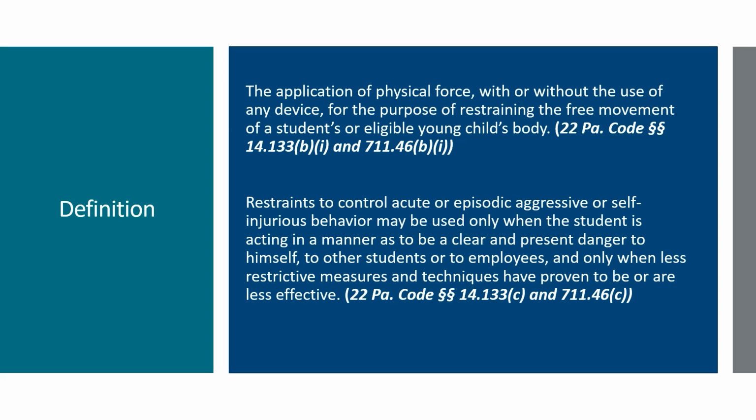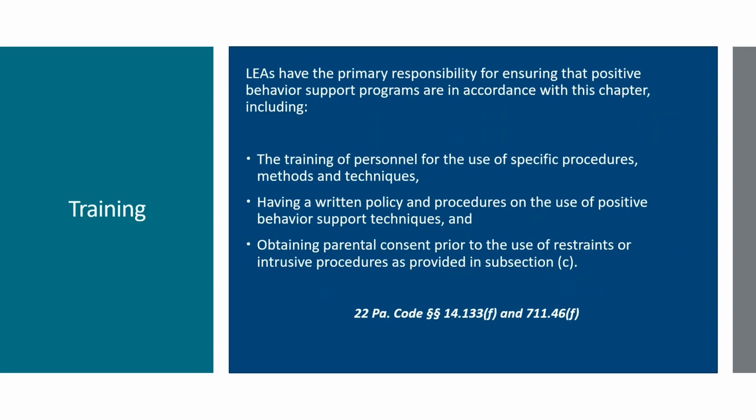Because restraining a student is among the most intense and potentially dangerous responses to a student's behavior, there is a training requirement that LEAs must follow. LEAs have the primary responsibility for ensuring that positive behavior support programs are in accordance with this chapter, including the training of personnel for the use of specific procedures, methods, and techniques, having a written policy and procedure on the use of positive behavior support techniques, and obtaining parental consent prior to the use of restraints or intrusive procedures as provided in this subsection.